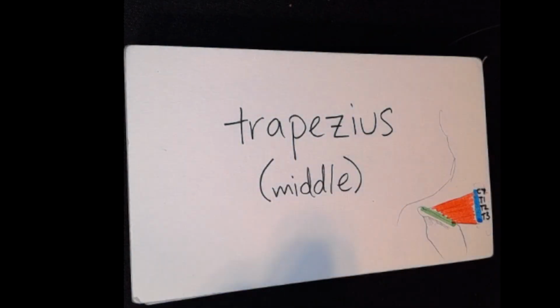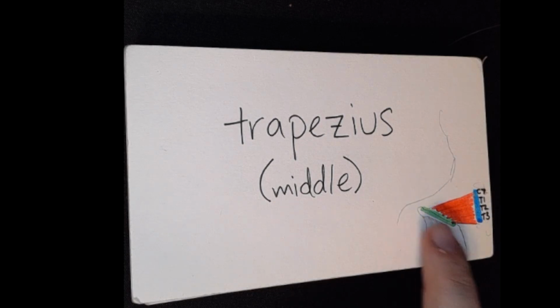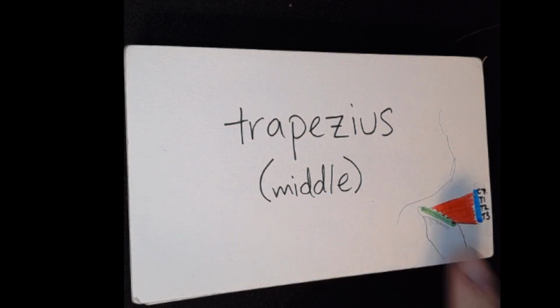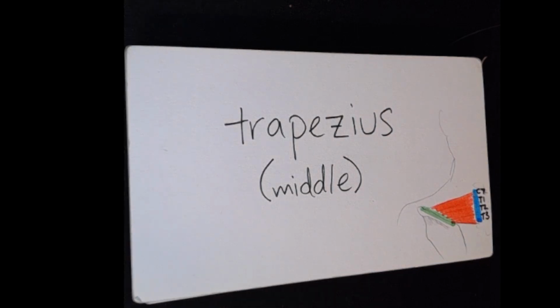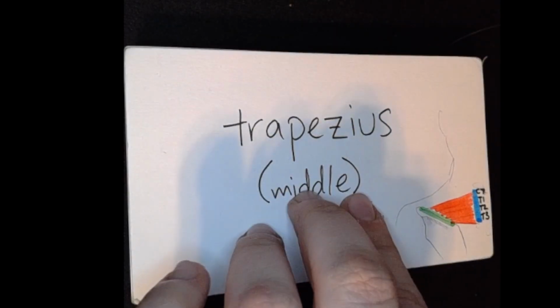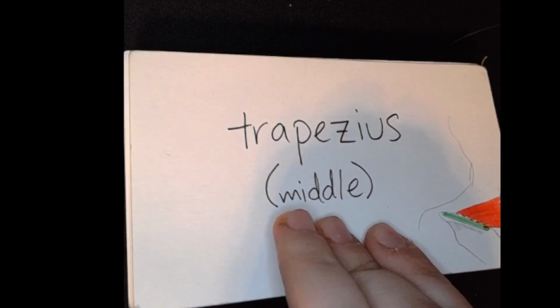Middle trapezius. Origin: spinous process of C7 to T3. Insertion: scapular spine. Action: scapular retraction. Innervation: spinal accessory, cranial nerve 11, C3 and C4 sensory component.